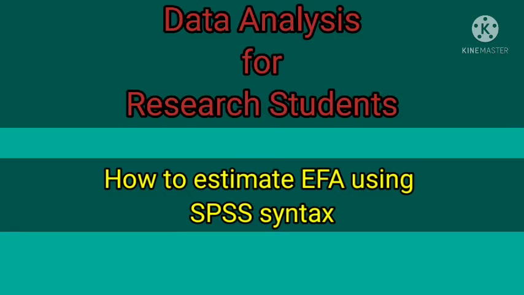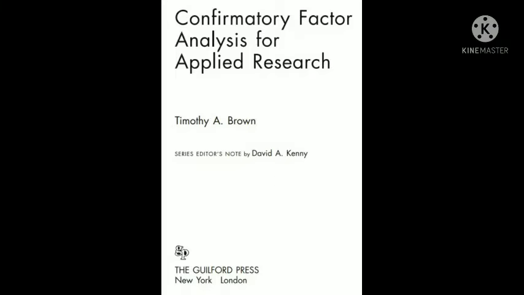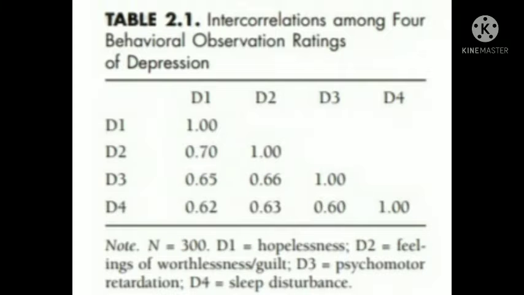2.1 from CFA by Brown. Please see table 2.1 taken from CFA by Brown. Intercorrelations among four behavioral observation ratings of depression.